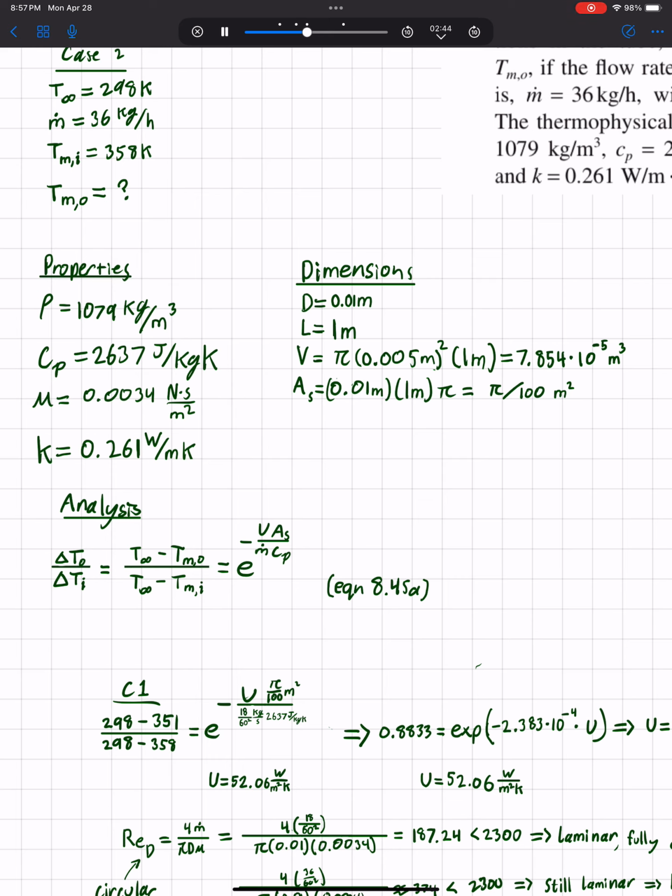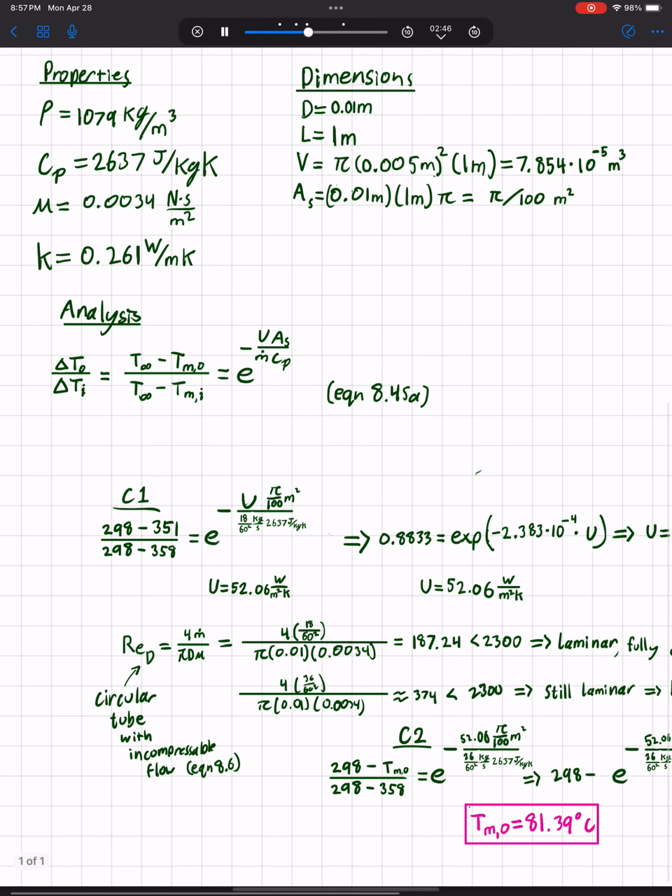So for analysis, to begin, we are looking at the delta T outlet over delta T inlet. So you have T infinity minus T_m,o over T infinity minus T_m,i, which equals e to the power of negative U A surface area over m dot c_p, which is equation 8.45a in the book.